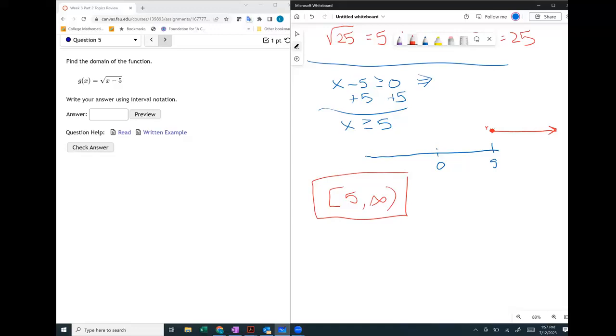Okay. So basically, the g and the x don't mean anything in this equation. We don't care. We're basically trying to find the domain. The domain is the values that x can take on. Like, let's say I have a car.